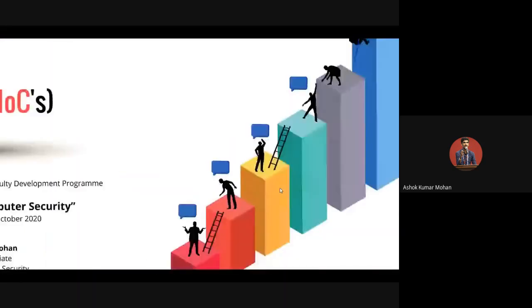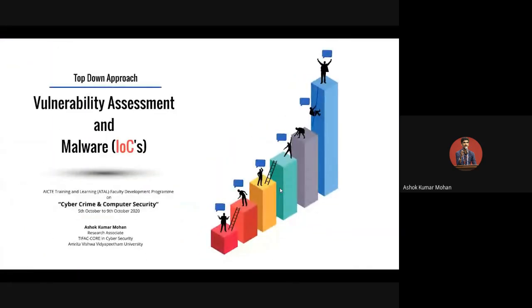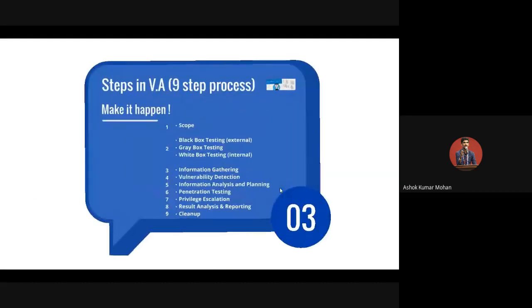So we'll just get on to the next part. We have seen what is a vulnerability assessment, and then we have seen what is vulnerability assessment and penetration testing. As per the topic constraint, we are just going to see what are the vulnerabilities that are available in IT systems. So this is a general nine-step model that is available on the internet, saying how to do a vulnerability assessment. We need to make it happen, right?